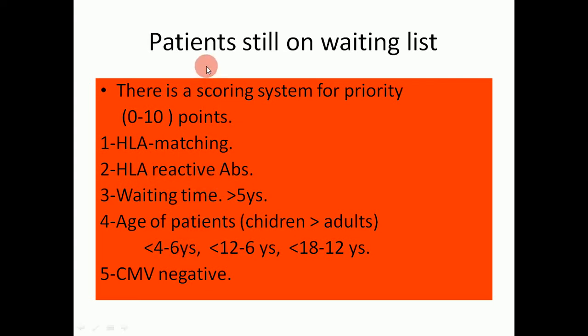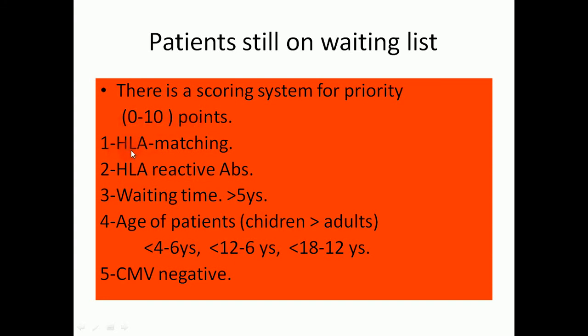And abroad, the patients with, for example, renal failure or any organ failure, because only in Iraq do we have renal transplant, while abroad they have liver, lung, heart, bone marrow, etc. So the patients stay on the waiting list, and they are scored for priority, which ranges from 0 to 10 points.